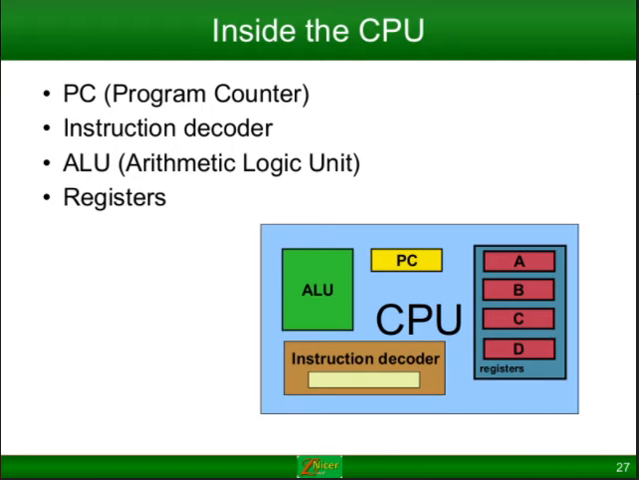So today I'm going to tell you what is inside a CPU and how a CPU works. As you can see on your screen, a CPU consists of these four components: the registers, a program counter, an ALU, which is the arithmetic logic unit, and this instruction decoder. This unit performs the calculations like subtraction, addition, multiplication, or division.